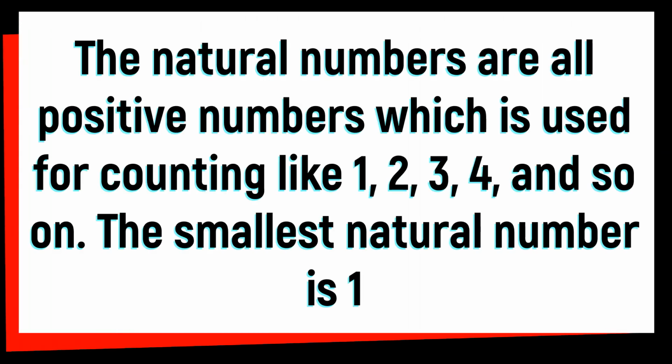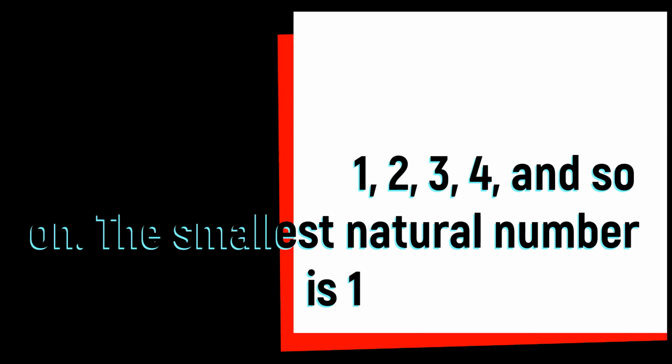Natural number is nothing but a positive number which is used for counting, like 1, 2, 3, 4 and so on. The smallest number is 1. Simply we can say the numbers that start with 1 and end with infinity are called natural numbers. All the numbers starting from 1 are natural numbers.